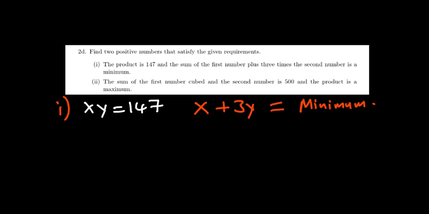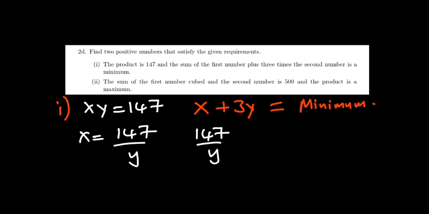Now what do we do here for us to handle it? I have to come up with an expression that will make x the subject from the other formula, where there's a constant. So I have x equals 147 over y. Plugging into the other equation, where there's x, we have 147 over y plus 3y. So I have to now determine the minimum value of our expression.